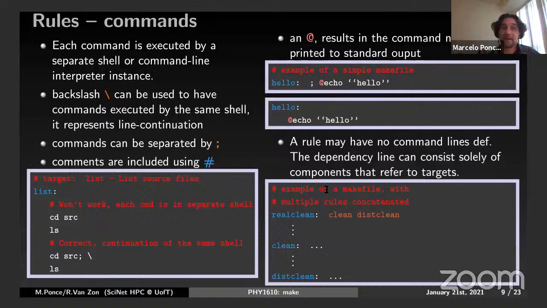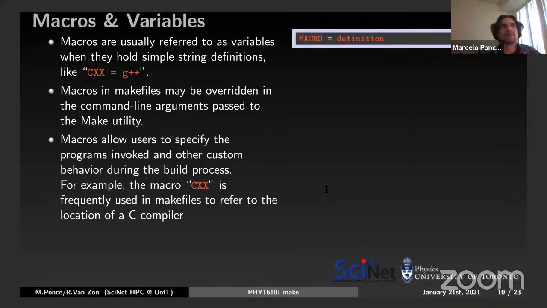But it may feel like shell scripting at some point. So this is a little bit of what I was talking about. You can also define what are called macros and variables. Macros are usually referred to as variables when they hold simple string definitions. For instance, this is a very typical situation. In many makefiles, you will see at the very beginning something like CXX equal C++. What we are saying here is the compiler I want to use is going to be C++.